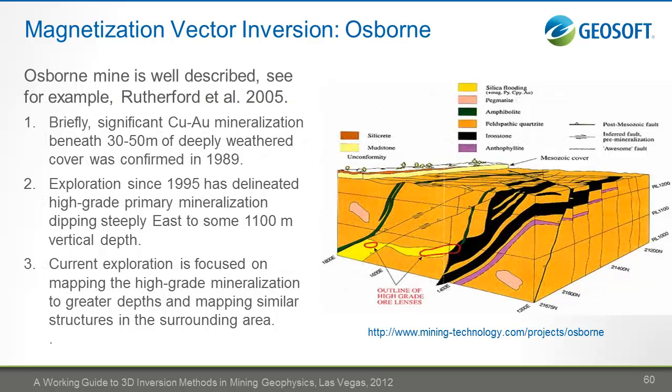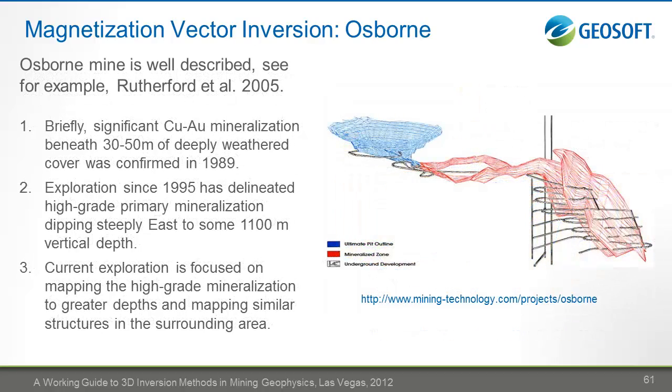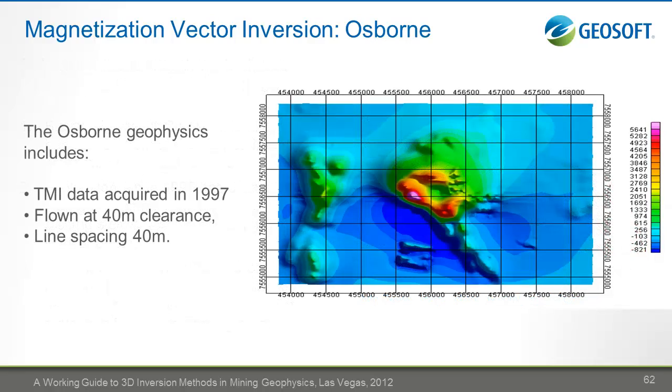So we have the geology from the Osborne area. I won't dwell on that. Here is an image of the pit, and this is the mineralization which is extending deep and to the east of that pit, and this is the area. Mapping this is the goal of the current exploration. Here's the TMI data collected over Osborne. It was acquired in 1997. It's good high quality data, flown at a 40 metre clearance and with a line spacing of 40 metres.